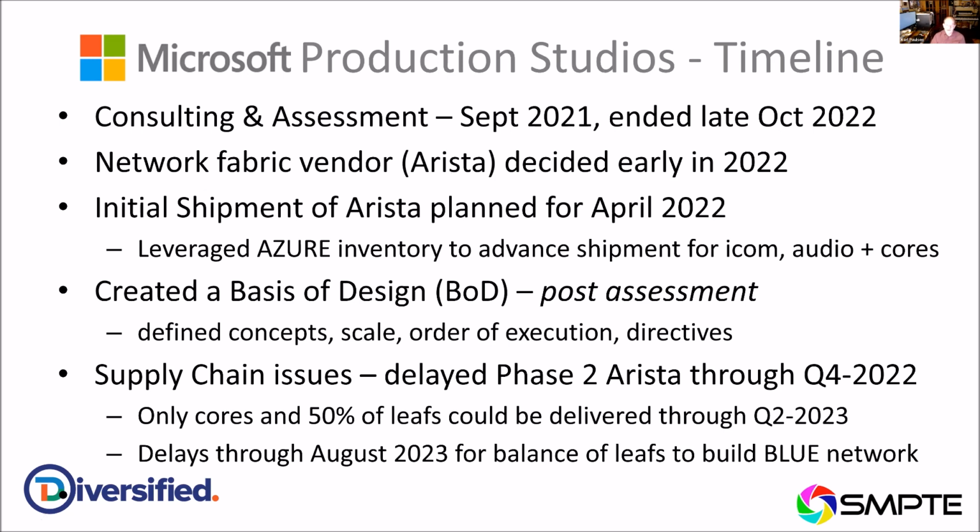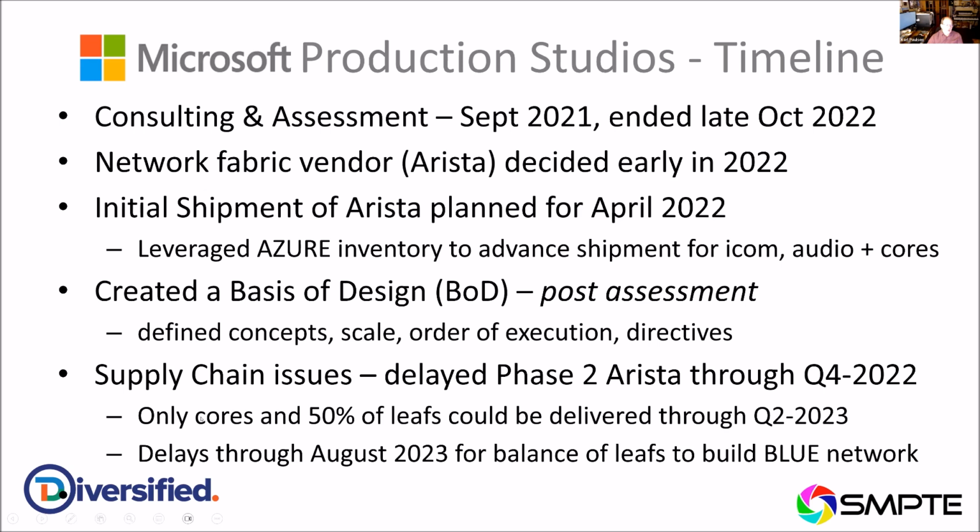We created the basis of design, which was a post-assessment project, so we really didn't begin the basis of design until October, November of 2022. Then we got thrown the curveball with supply chain issues. We ended up having to delay phase 2 Arista clear through Q4 of 2022. So we had lots of other things to do. Obviously, we had fiber infrastructure and things like that that had to be built out, but we weren't going to be able to turn on any IP signals until sometime after Q4 of 2022, December of last year.